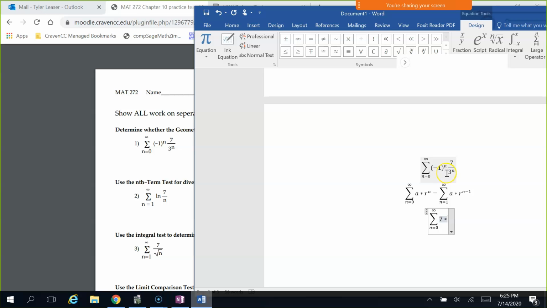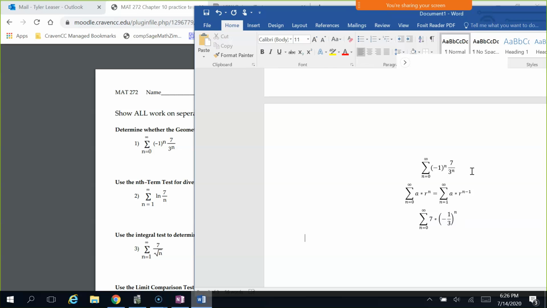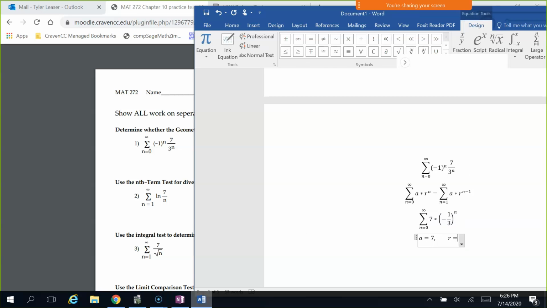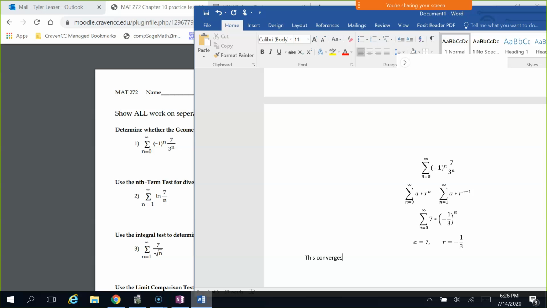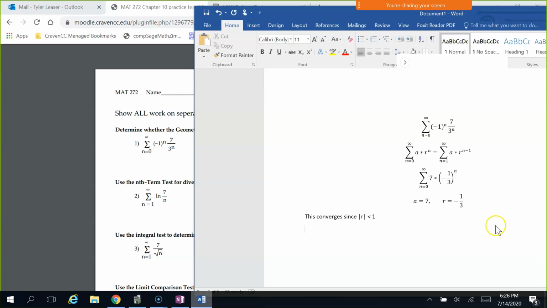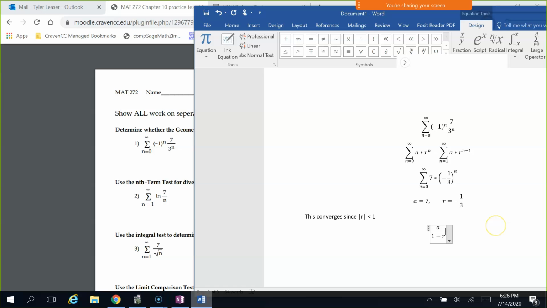Anything that's raised to an exponent, you can combine together. So we have this -1 to the n divided by a 3 to the n. Because they are both to the n, I can combine the -1 divided by 3 and then raise that whole thing to the n. Now we have that the a is 7 and my r is -1/3. This converges since my r as an absolute value is less than 1. And it converges to that same formula from before, the geometric series sum a over 1 minus r.